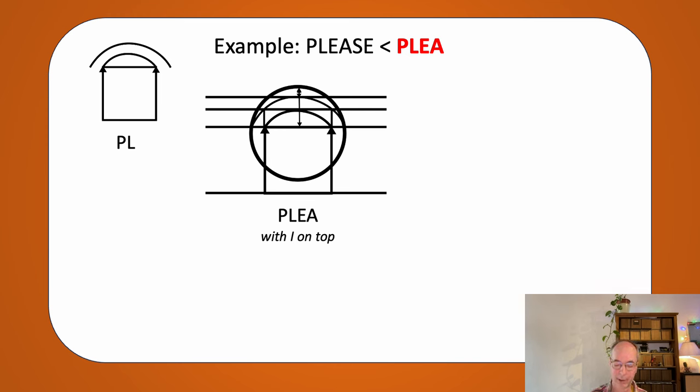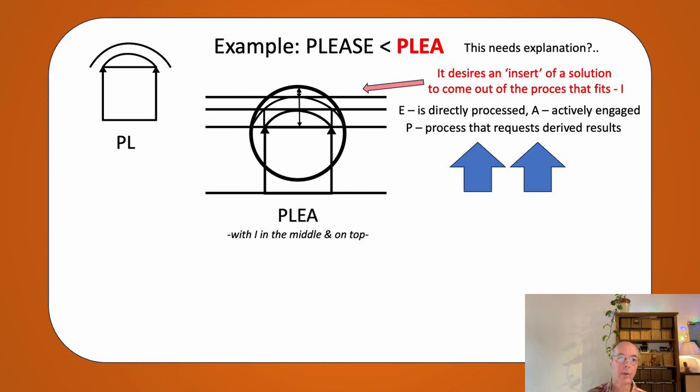Maybe it's not the best expression ever, but you can understand it from the viewpoint of what is underlying as a letter combination. So if you can make a better one, it's okay, but you can already understand from what I already said. The P is the process that wants to receive results. The A is what is directly processed. The A is what is actively engaged. And in the end, you have the letter E, which comes out, which is an expression of what you really have. That's what you desire.